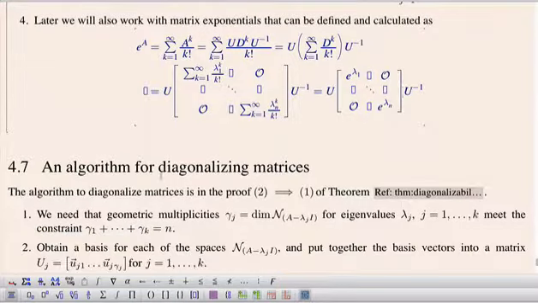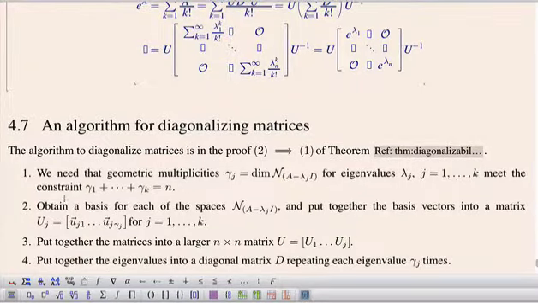Section 4.7, an algorithm for diagonalizing matrices. The algorithm to diagonalize matrices is in the proof of when we said that 2 implies 1 in the previous theorem about diagonalizability. So what we need is, first of all, the geometric multiplicities, gammas, that are the dimension of the null space of A minus lambda_j I, where these lambda_j's are the eigenvalues. So we get the geometric multiplicities gamma_j as j goes from 1 through k. And we need that these meet the constraint that gamma_1 through gamma_k, when added together, gives you n.